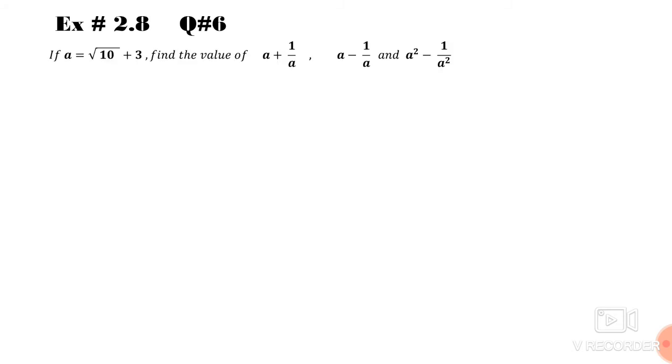Next question. Question number 6. A is given to us. We have to find the value of a plus 1 upon y, a minus 1 upon y, and a square minus 1 upon y square. You have to do it yourself. It is exactly the same as the previous question.